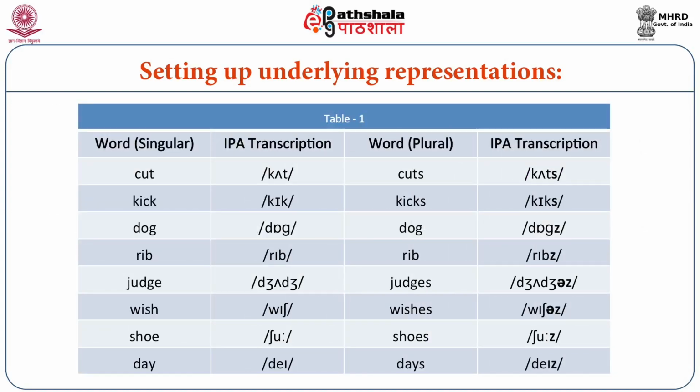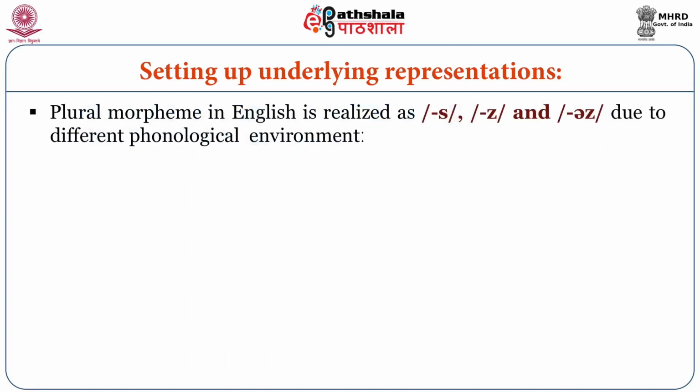Now in this particular chart, you can see the examples of constructing underlying morphs. When you have a word like cut, this is the IPA transcription of cut, and when it is plural it becomes cuts, and its IPA transcription will be different from the earlier one. In the same way you can have examples. So the plural morpheme in English is realized as either s or z or is due to different phonological environments.